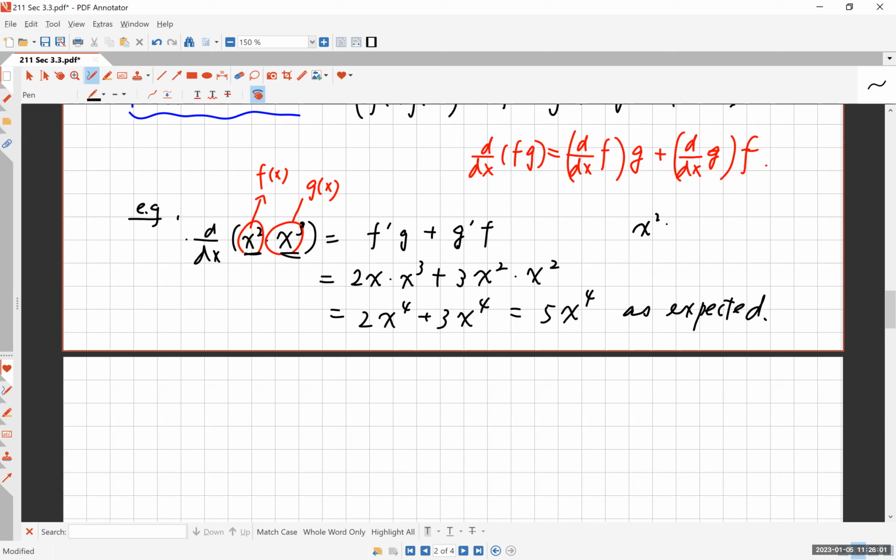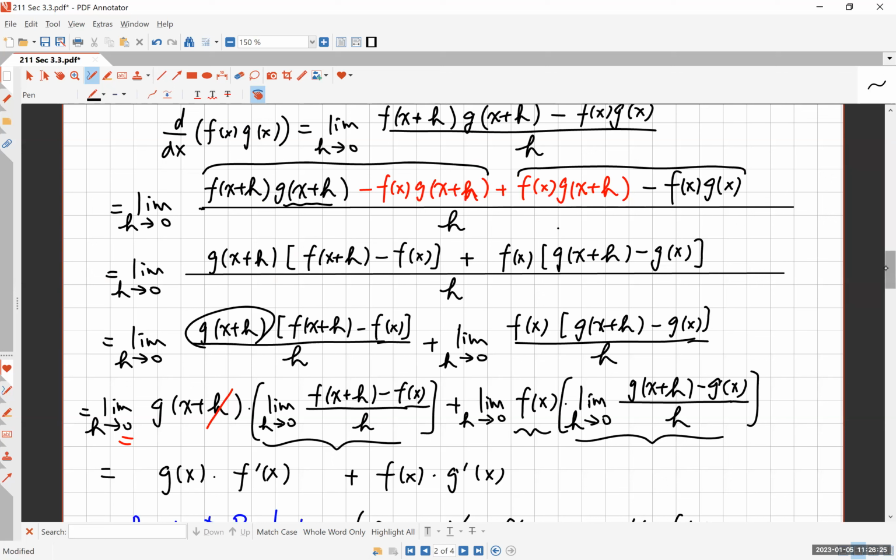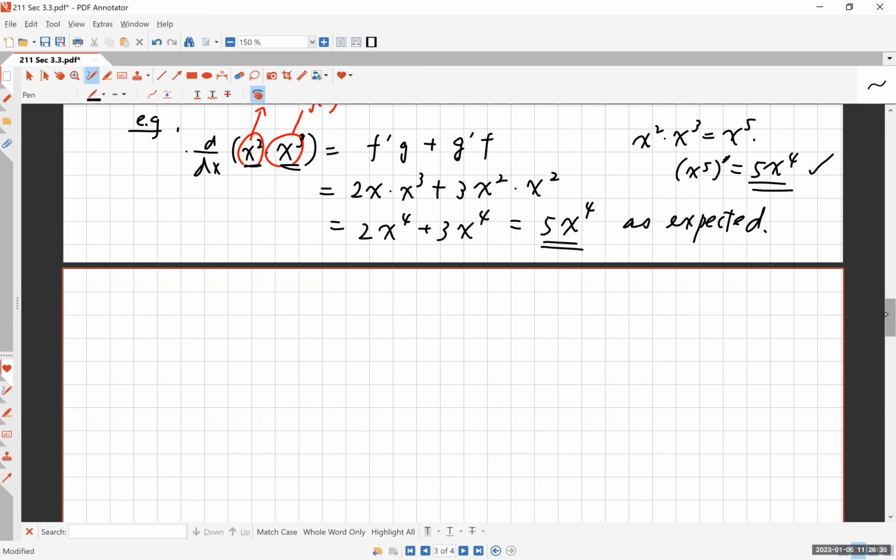We knew this because x squared times x cubed is x to the fifth, and the derivative of x to the fifth is 5x to the fourth, right? So you got the same answer. Yay, the product rule works. And of course, the product rule works because it's been proved, and I showed you the proof of this. Somebody clever enough was able to figure out that adding and subtracting f of x g of x plus h is going to do the trick. So thank that person who came up with that.